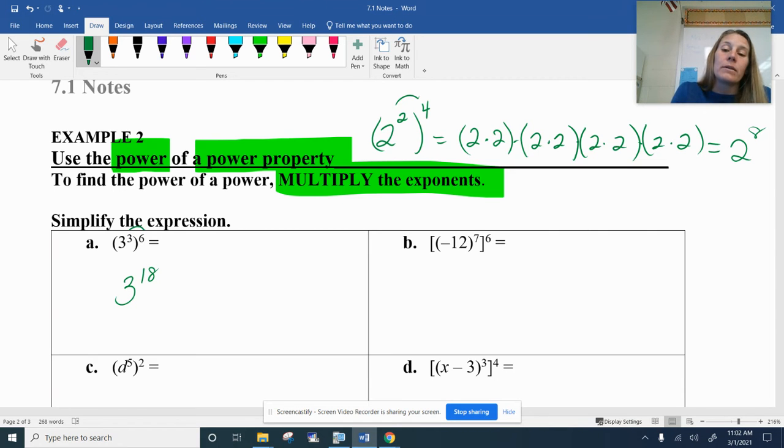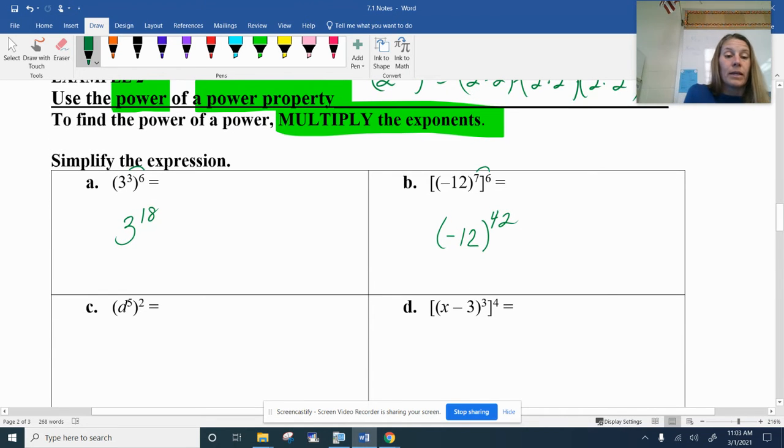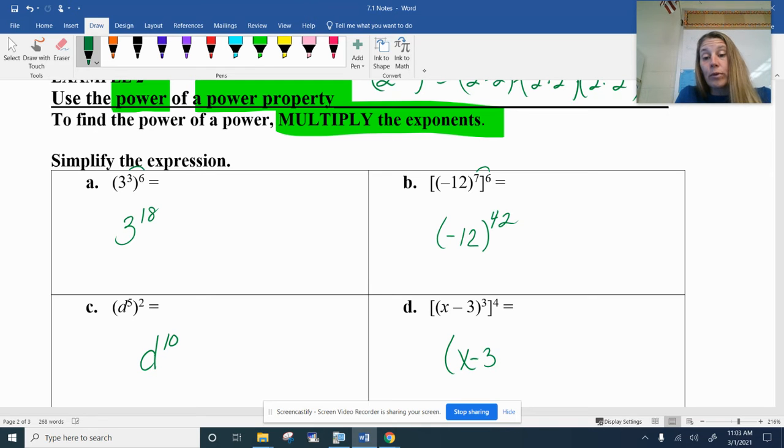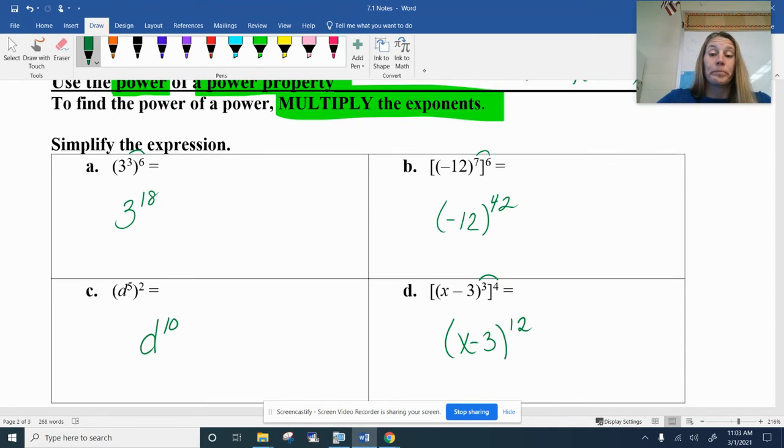Okay, example B. We're going to take the negative 12. Notice I'm keeping my base in parentheses since it's a negative. And 7 to the 6 would be 42. Example C, d to the 10th, because 5 times 2 is 10. And D, again, if my base is in parentheses, leave your base in parentheses. You're just focusing on taking your exponents and multiplying them. So this would be x minus 3 in the parentheses to the 12th power.